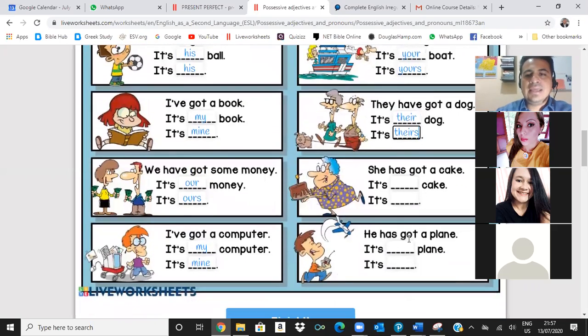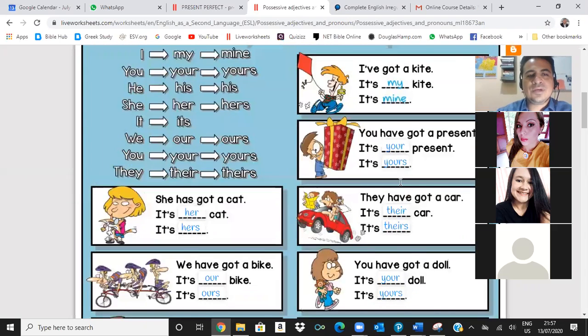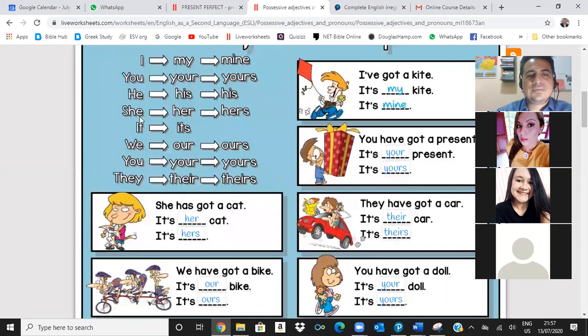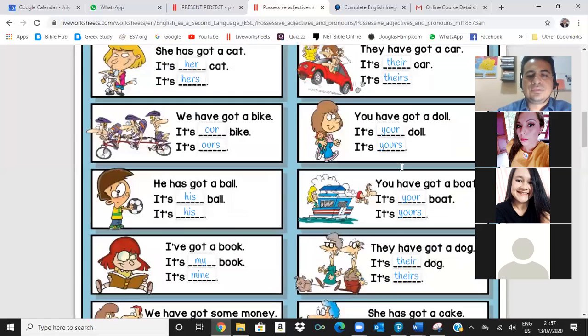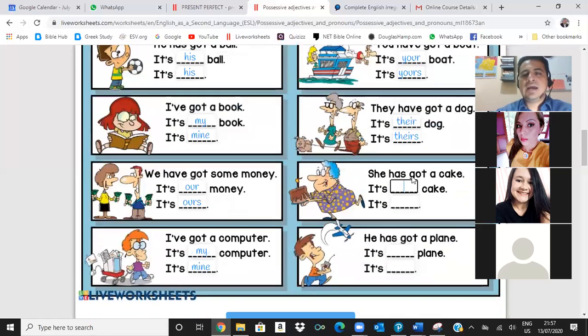She has got a cake. It's she. Regresemos al cuadro. She. ¿Cuál es la modificación? A possessive. Her. Hers. He has got a cake. It's her cake. It's hers.